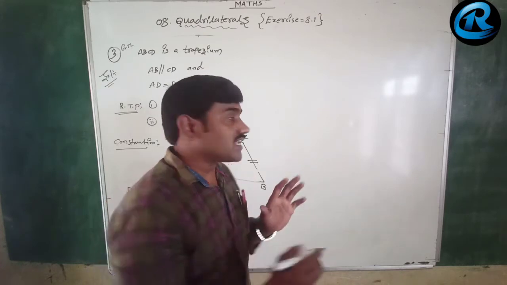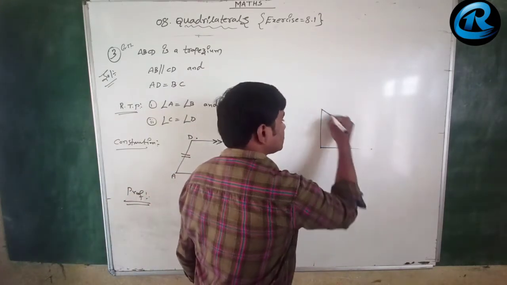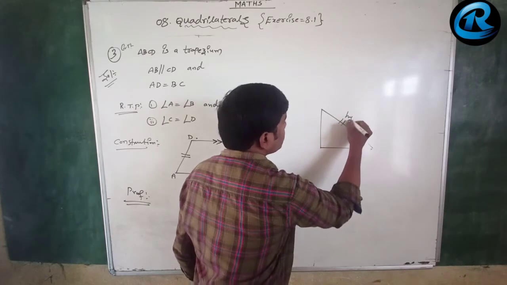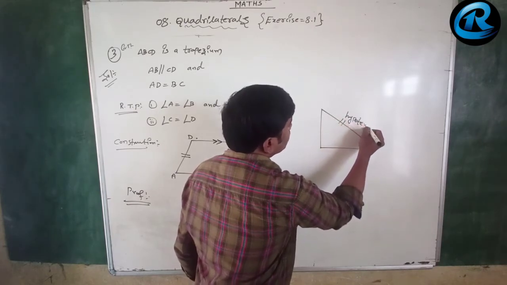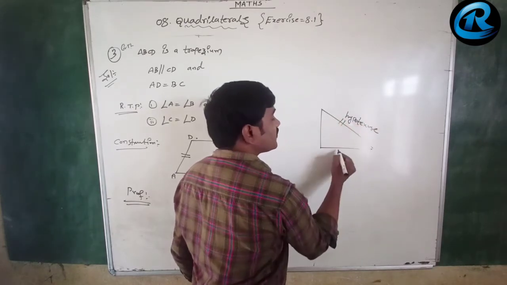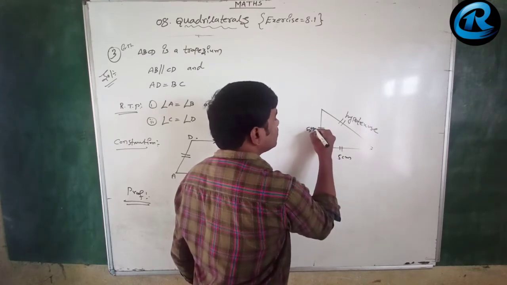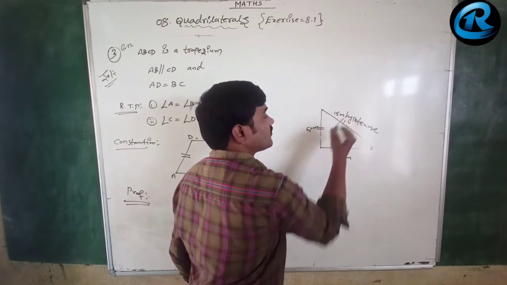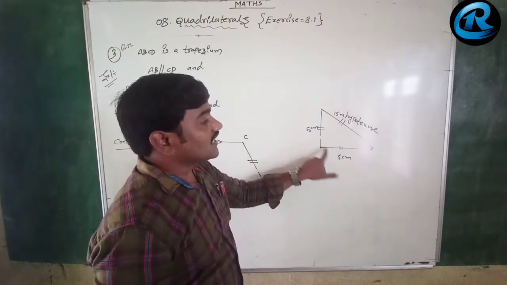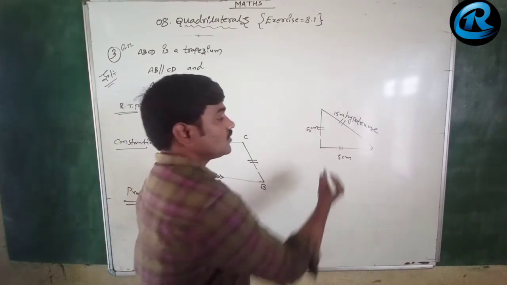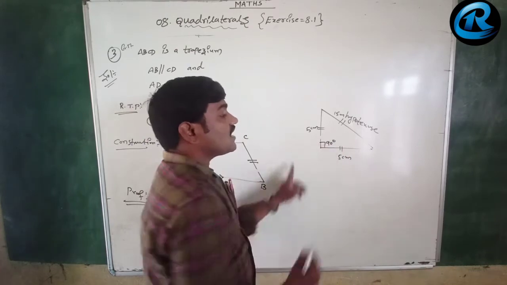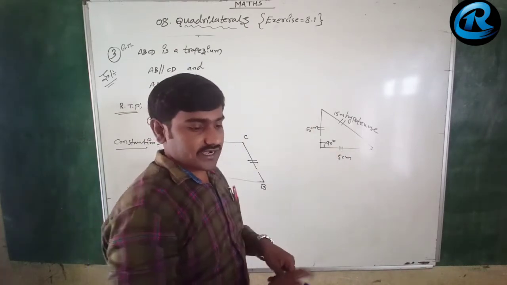If two sides are equal in a right angle triangle, see, it has a hypotenuse, and the other two sides, suppose 5 cm and 5 cm, and suppose the hypotenuse is 15 cm. Then here the two sides of this right angle triangle are equal. So this right angle triangle is known as an isosceles right angle triangle.